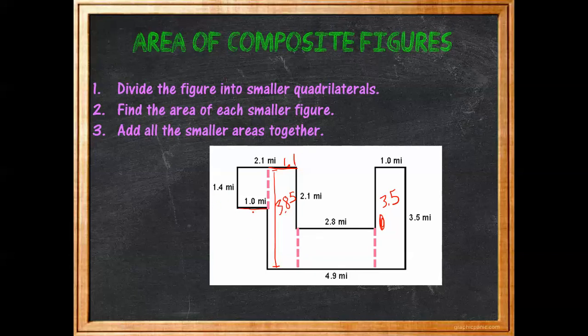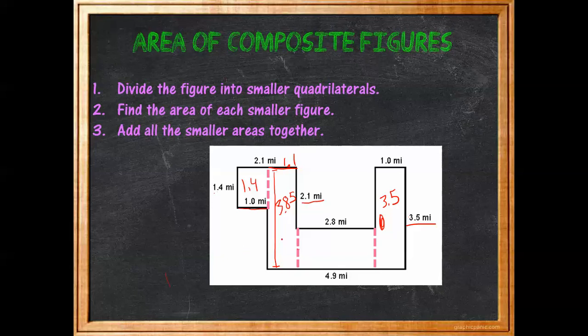For this box, we're already given these numbers, 1.4 and 1. 1.4 times 1 is 1.4. And now with this box right here, we know that this length is 2.8, so now all we have to do is find this side right here. We know that this area is 2.1. We know this whole one is equal to 3.5. So to find this one, we're just going to take 3.5 and subtract 2.1 from it.